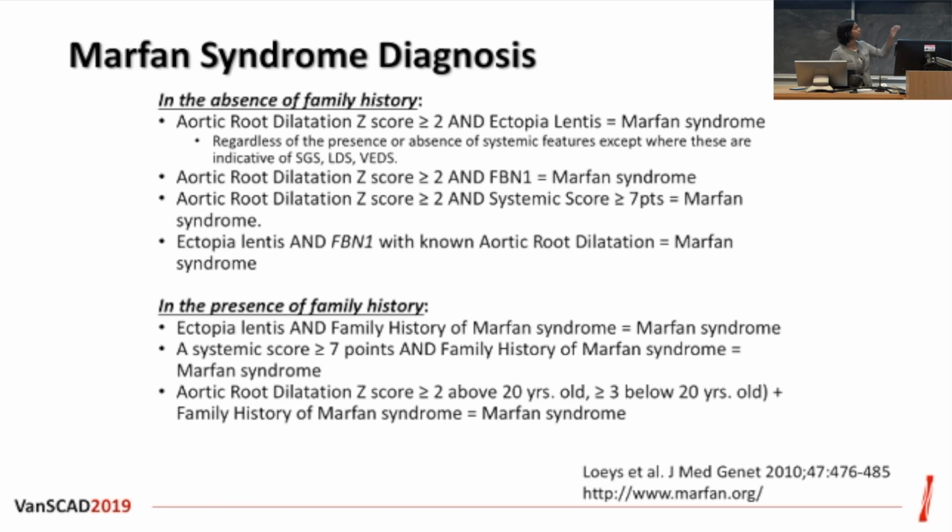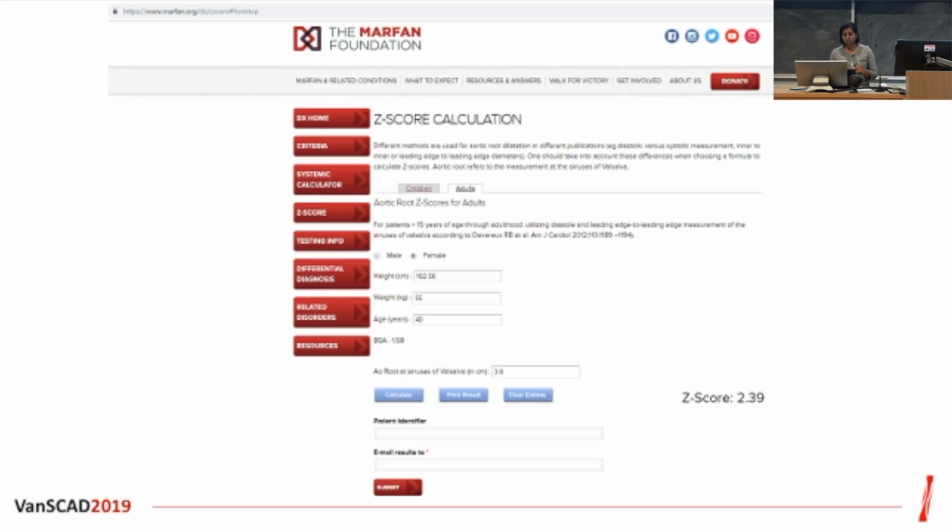And so you can see that whether you have a family history or not, there are some different criteria. One of the other main features is your scoring on a systemic score sheet. So the key tip-offs are tall stature, the appearance of the face, the fingers, chest wall deformities, and some of these imaging-based findings. So these are the key things.